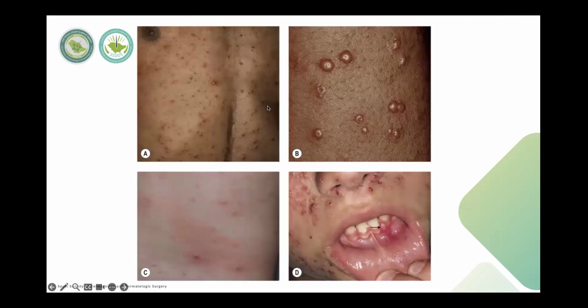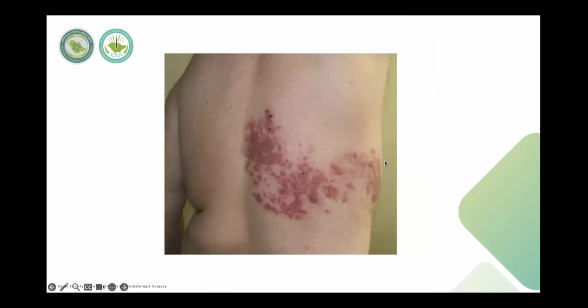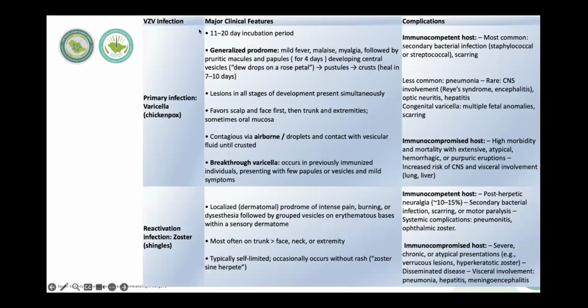Here we go to another virus. Again, here the presentation is a bit different. We can see here a lot of vesicles, but what's very important here is you can see vesicles and crust and sometimes just like papules, so different types of lesion at the same time, sometimes oral lesion. And if it reactivates, it will come with zoster. So this is varicella zoster virus infection.